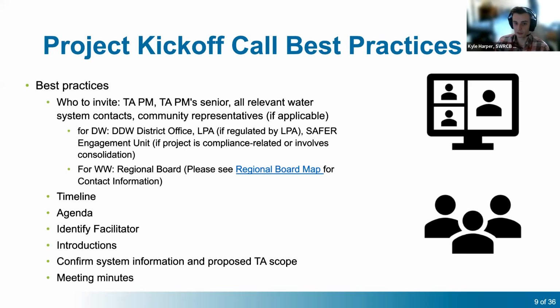And then specifically for drinking water projects, the DDW district office should also be included in the call. And if the system is regulated by the LPA, we should also include the LPA contact in the call as well. We would also like the Safer Engagement Unit staff in the call too. And then for wastewater projects, we would also like the regional board to be included in the call. On this slide, I've included a map that shows all the appropriate regional board staff and their contact information. We have also included the same map at the end of the presentation as well.